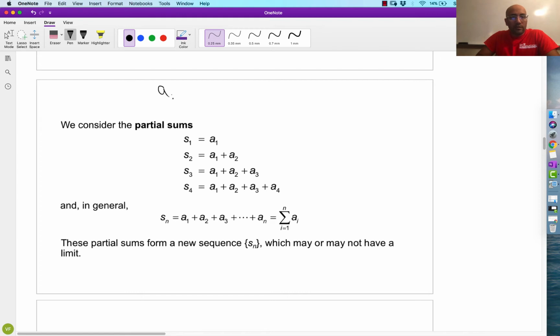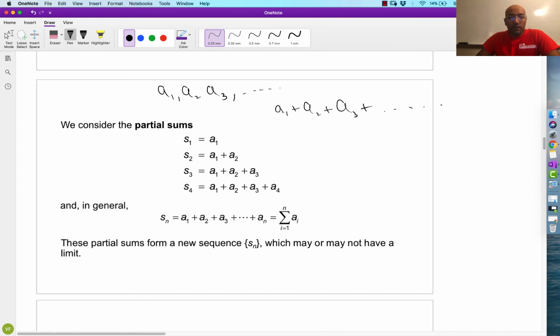We have a sequence A1, A2, A3, dot, dot, dot. This is a sequence. And now we're interested in the series. What happens when we add these? A sub 1 plus A sub 2 plus A sub 3 plus dot, dot, dot, as we add them. Okay, so then we consider these partial sums.